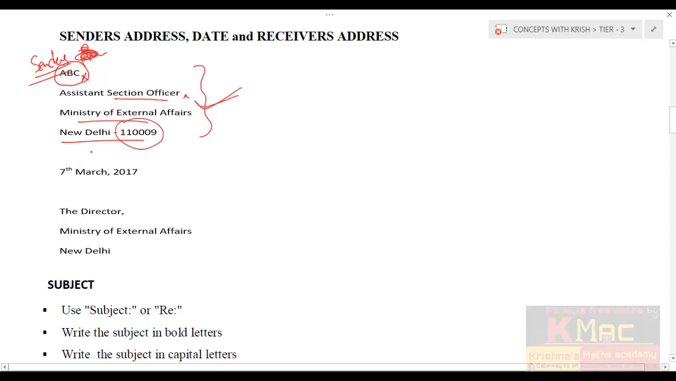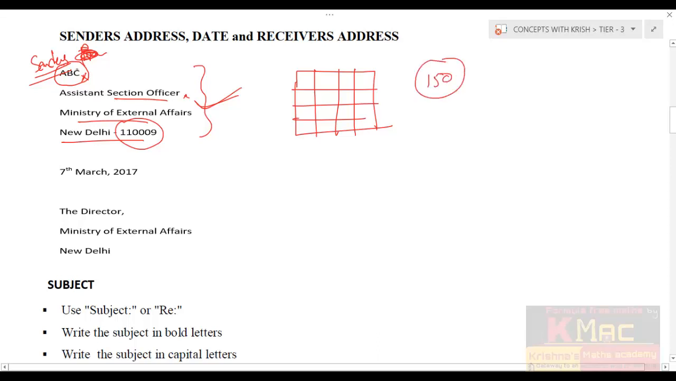Next, in your real examination, you will be having boxes like this. Each and every word counts. So even that address part will count. So you have to finish this letter in 150 words. So each and every word counts. Whichever you have written in one box, it counts.